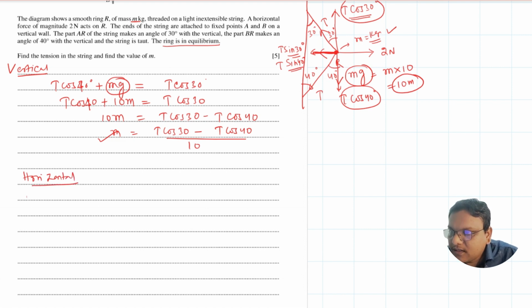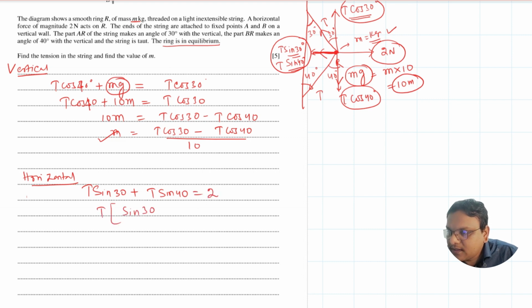See, this is T sine 30 and T sine 40 on one side, and on the other side we have 2 Newton. So you can write down that is T times sine 30 plus T times sine 40, which is equal to 2 Newton. Take the common T here, so I got sine 30 plus sine 40 is equal to 2, right? So we can find out T, the tension, is equal to 2 over sine 30 plus sine 40.